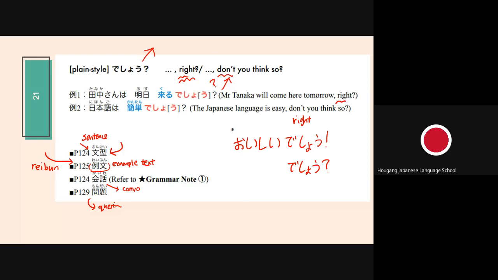Okay, number four. Can you read out number four? 読んでください。たのむさんは明日来ますか? Correct. Okay. Tomorrow coming. Just three words only, right? Like, is he coming tomorrow? Okay, yes and no. 来ると思います. I think coming. 来ないと思います. I think not coming. Okay, very good.